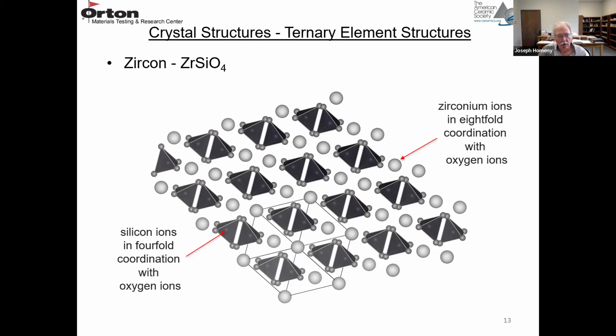So the structure looks something like this. You have silicon ions in 4-fold coordination with the oxygen ions. So this would be a silicon tetrahedron, a silicon in the center surrounded by 4 oxygens. And these are sharing edges, sorry. And then zirconium ions are in 8-fold coordination. This is a zirconium ion. They're in 8-fold coordination with the oxygen ions. So you can see the hexagonal structure here, the arrangement of the zirconium ions.